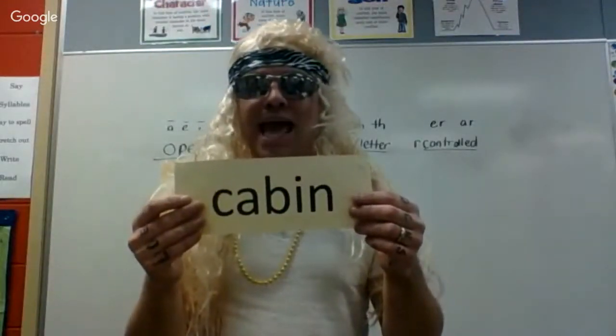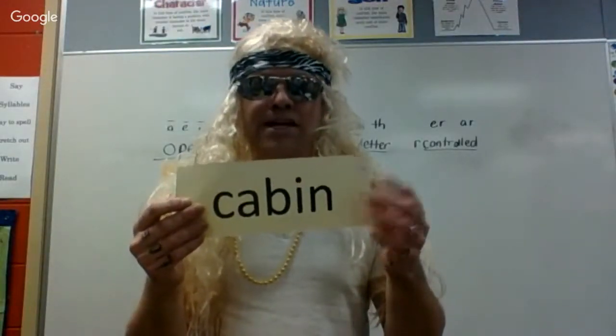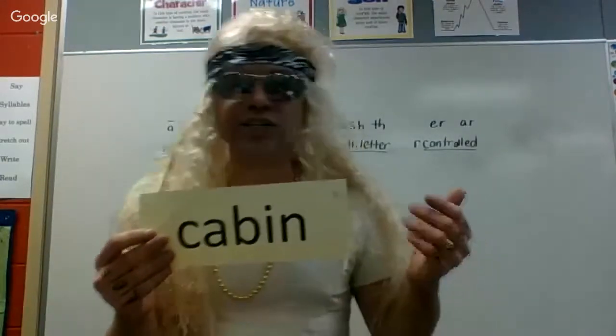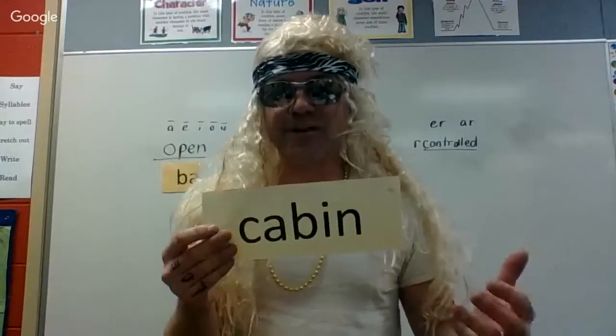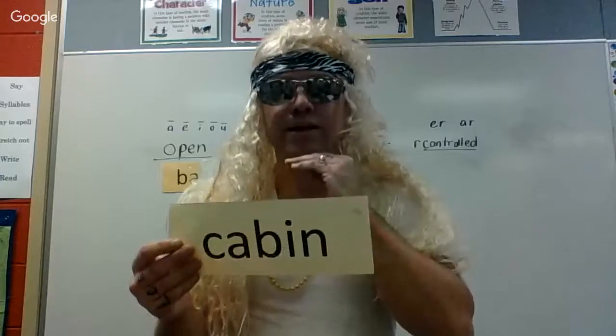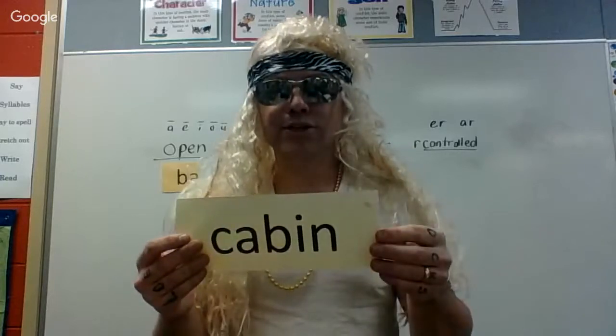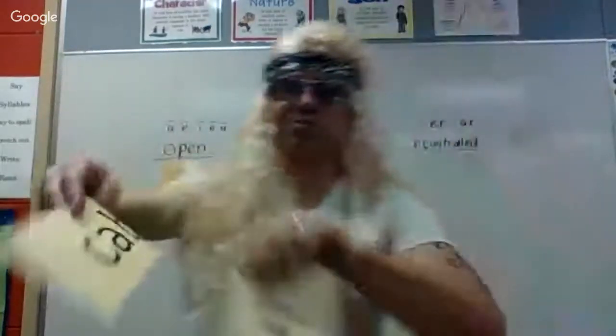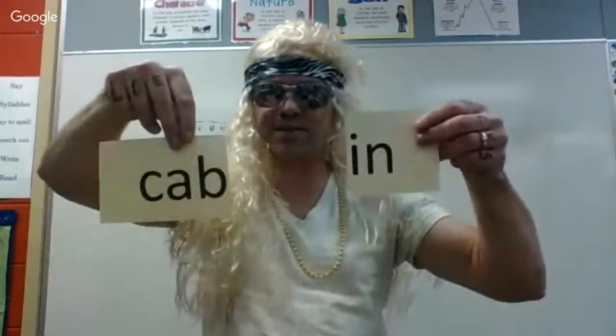Cabin, cabin. Now, do you notice how in this word, there's actually two small words together? Cab, in. They're two words. So guess what? When there's two words inside of a large word, you just split the two words apart when you want to split up the syllables. Cab, in.